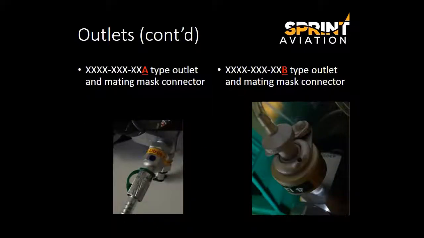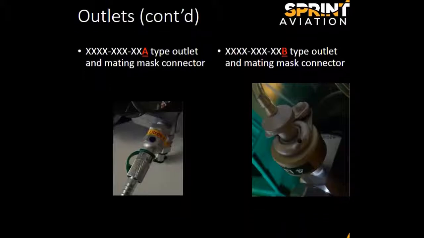As mentioned previously, the outlet model on a given PCA is the last letter of the part number. In this picture, the A suffix, so to speak, is a bayonet model, while the B is a plug-in style. Actual part numbers of outlets and corresponding connectors are listed in the PCA CMMs.